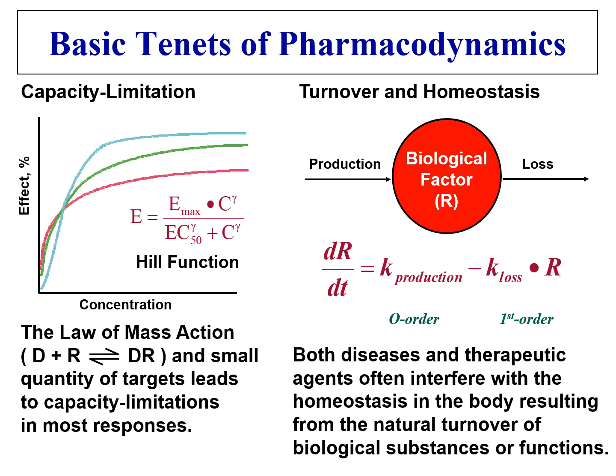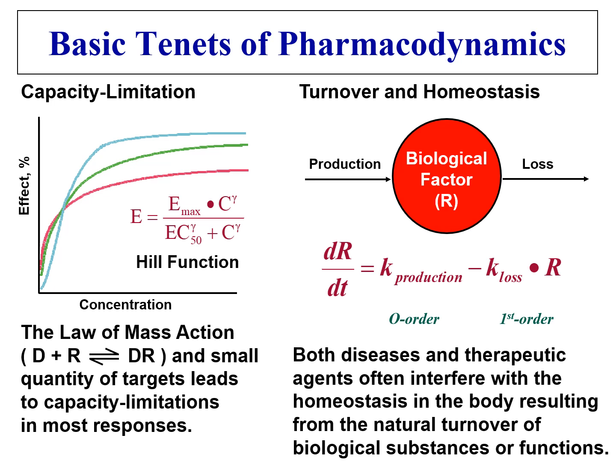So besides pharmacokinetics, basic tenets of PD are the idea of capacity limitation and turnover and homeostasis. So the law of mass action, drug binding to targets, and the small quantity of targets leads to capacity limitations in most responses. Basically, drug content can be unlimited, target content is very small. So we see that this produces capacity limitation, and we see relationships like the Hill function that reflects this law of mass action.